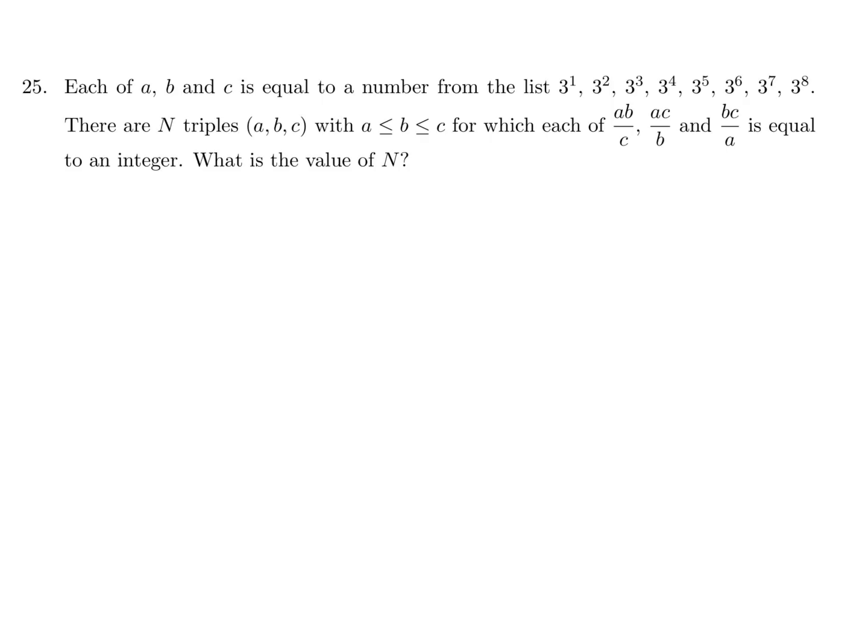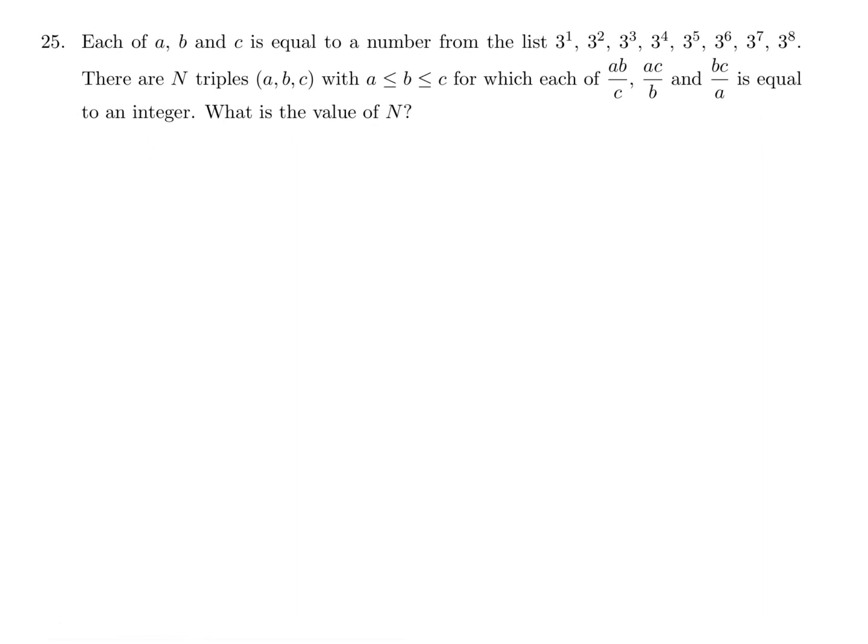Each of a, b, and c is equal to a number from the list 3 to the power of 1 until 3 to the power of 8. There are n triples abc with a less than or equal to b less than or equal to c, for which each of ab over c, ac over b, and bc over a is equal to an integer. What is the value of n?